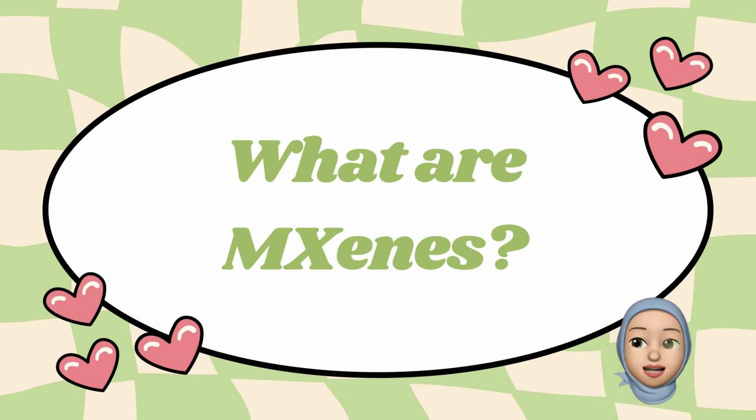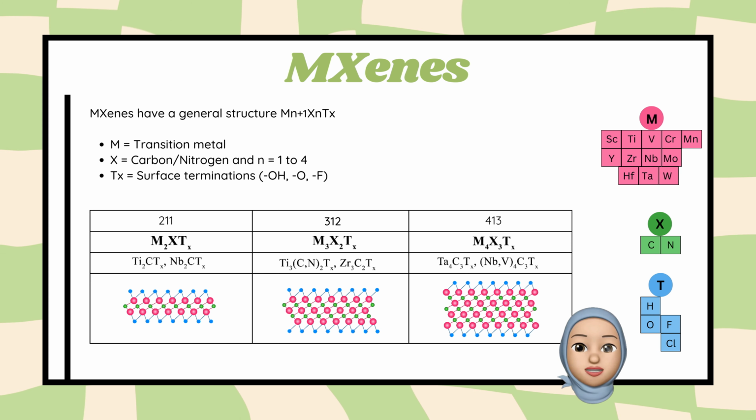Next, what are MXenes? MXenes are a family of 2D transition metal carbides, nitrides, and carbonitrides, which derive from MX phases. They are typically produced by selectively etching the A layer from MX phases, resulting in a structure of Mn+1XnTx layers. M is an early transition element, such as titanium, vanadium, niobium, etc. X is carbon or nitrogen, with n ranging from 1 to 4.